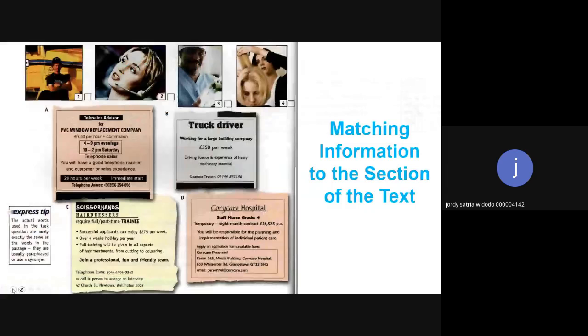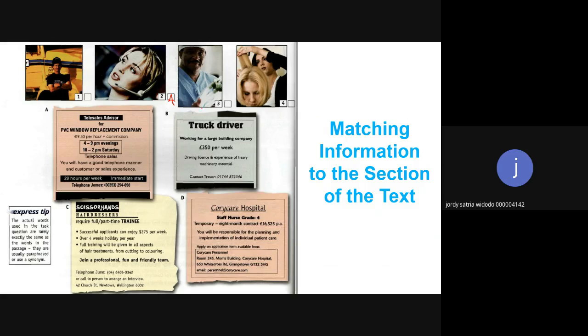Next, now I'd like you to match the information to the sections of the text. We are provided 4 advertisements and also 4 pictures. We need to match the picture with the advertisement. Let's see the first one, telesales advisor. You will have a good telephone manner and customer or sales experience. That must be number 2, so you need to put A here.